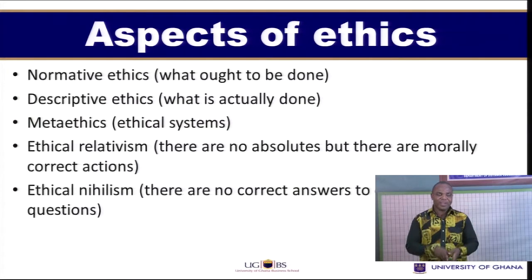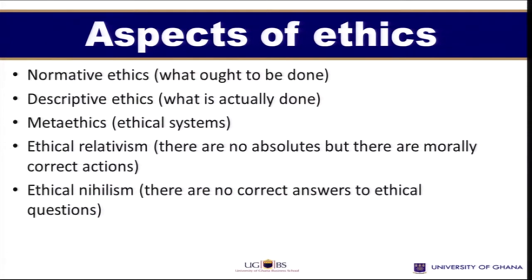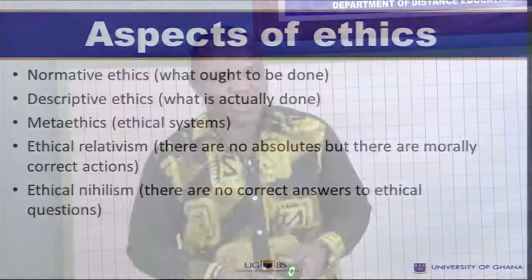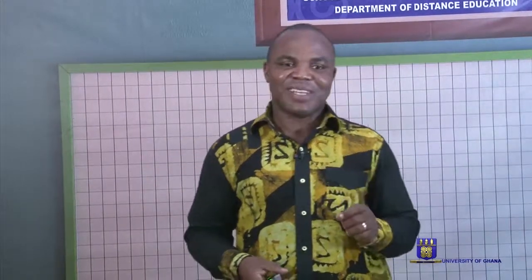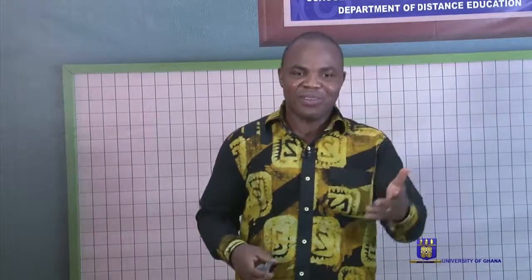And of course, we have ethical nihilism. Ethical nihilism basically focuses on the belief that there are no correct answers to any ethical question. No matter how much you put an ethical question to test, as far as ethics is concerned, there are no correct answers. Nothing is absolute. Nothing is knowable. Nothing is determinable. There are things beyond what can be determined at any given time.